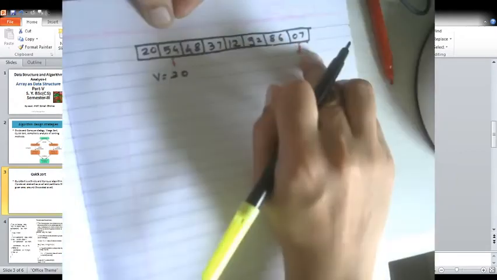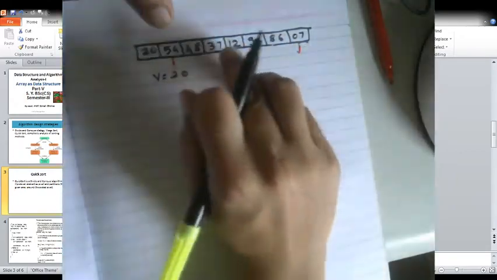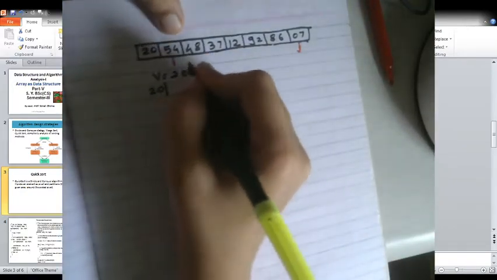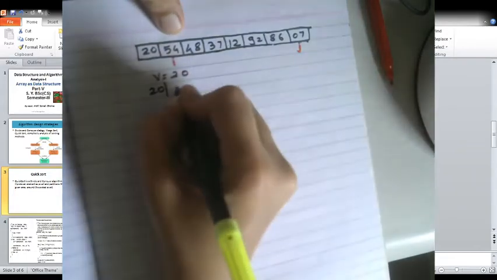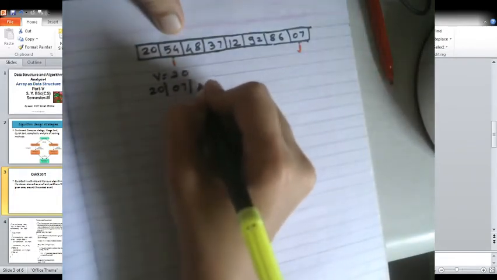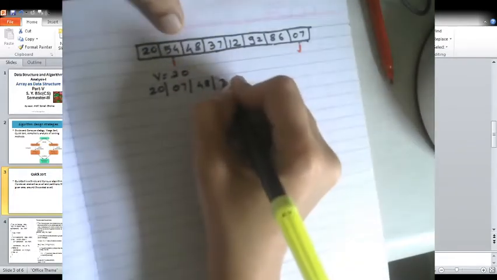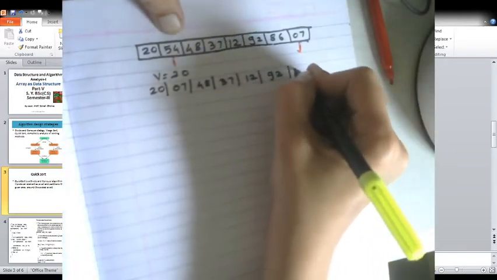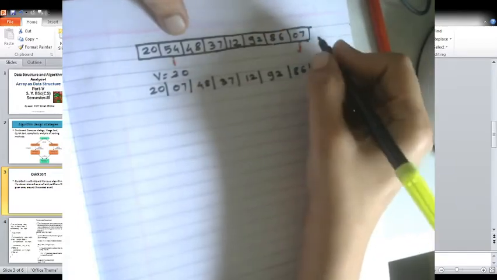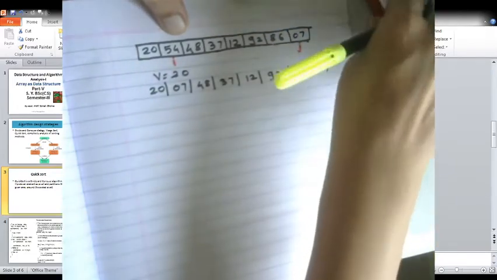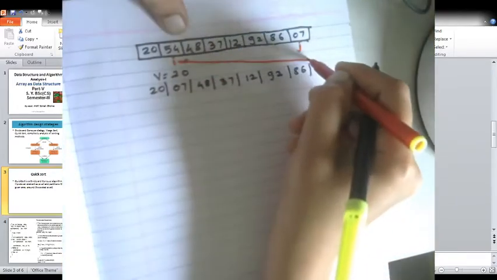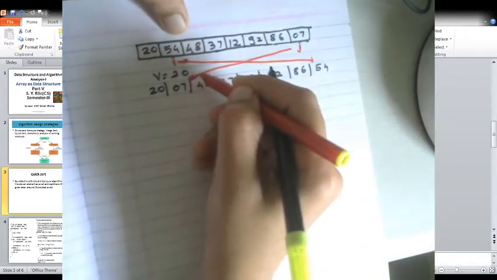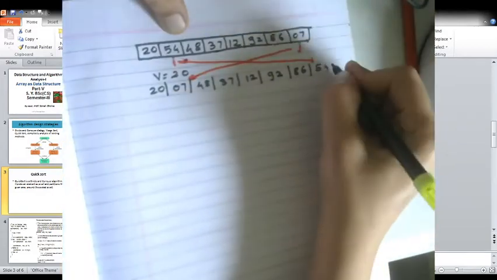If both elements are found, swap these two elements. So our array is 20, swap i and j only. Here is 7, then 48, 37, 12, 92, 86, and here the value is 54. Here i is at this location and j is here. Swapping of i and j.